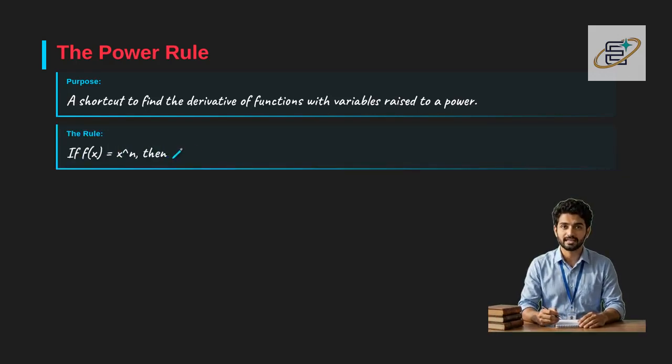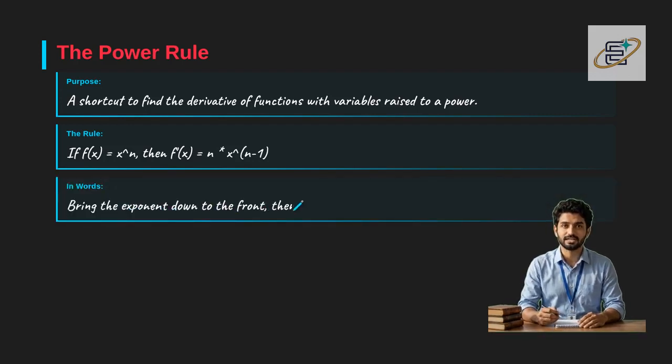Here is the formal rule: if your function, f of x, equals x raised to the power of n, then the derivative, denoted as f prime of x, equals n times x raised to the power of n minus 1. Let's put that into plain English so it sticks in your brain. To apply the power rule, you simply take the original exponent, bring it down to the front to multiply it by the coefficient, and then you subtract exactly 1 from that original exponent.